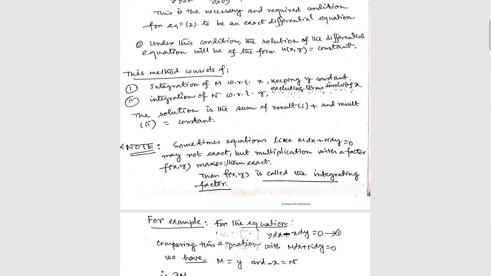Note the most important thing: sometimes an equation like M dx plus N dy may not be exact, and in that case multiplying this equation by a factor makes it an exact differential equation. That factor, say f(x,y), is another function of x and y, and it is called the integrating factor. So suppose you have been given a differential equation and you have tested that it is not exact, then you can make it exact by multiplying it by a function f(x,y), and that factor is called the integrating factor.